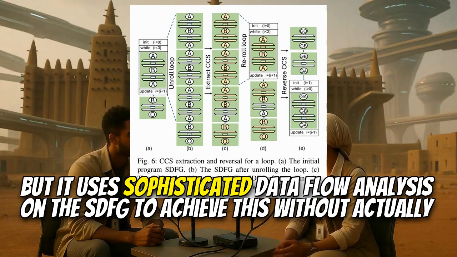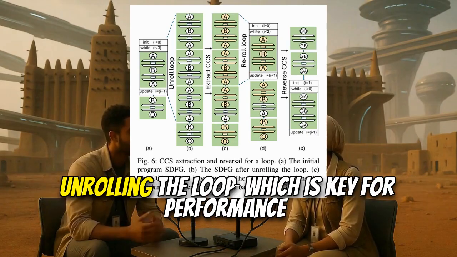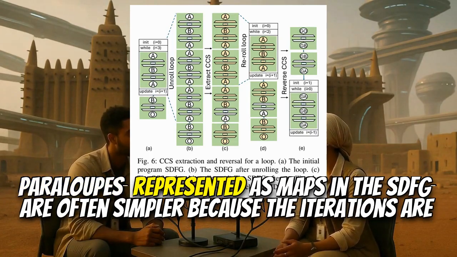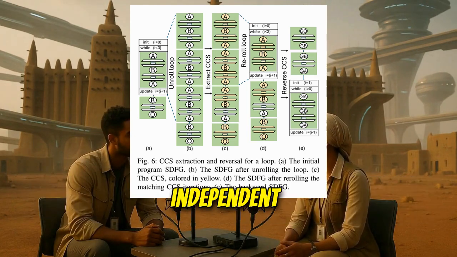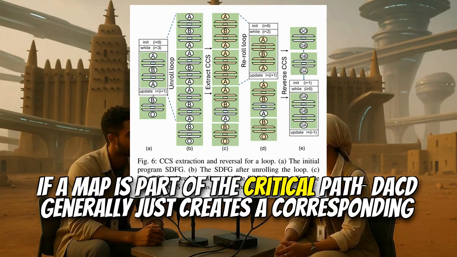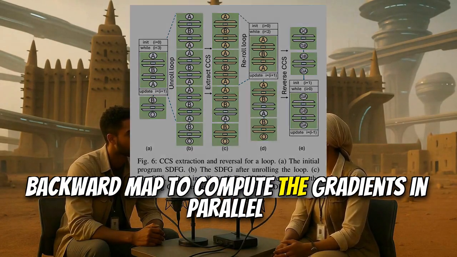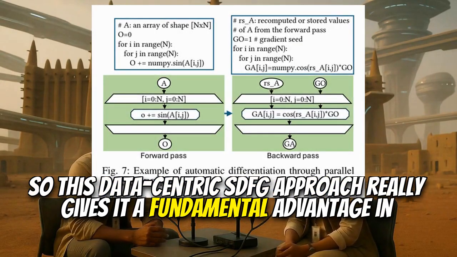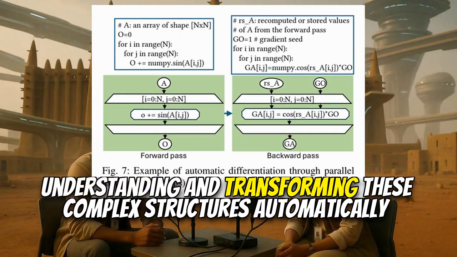But it uses sophisticated data flow analysis on the SDFG to achieve this without actually unrolling the loop, which is key for performance. And parallel loops? Parallel loops, represented as maps in the SDFG, are often simpler because the iterations are independent. If a map is part of the critical path, DaCe AD generally just creates a corresponding backward map to compute the gradients in parallel. So this data-centric SDFG approach really gives it a fundamental advantage in understanding and transforming these complex structures automatically.